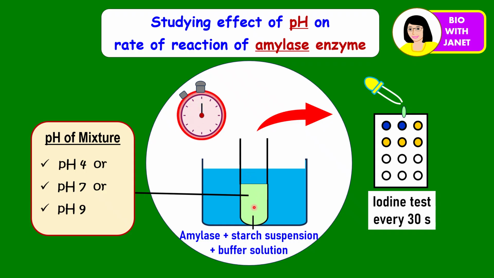Then, after you have mixed all these substances together, stir it with a glass rod and also start the stopwatch. Then, every 30 seconds, take out a sample or a bit of this mixture and test it with the iodine test for the presence of starch. When there's no more starch present, it means that the reaction is completed. And you can find out the time taken for the hydrolysis of starch to be completed. And from there, we calculate the rate of reaction of the amylase enzyme at different pH. Let's get started.